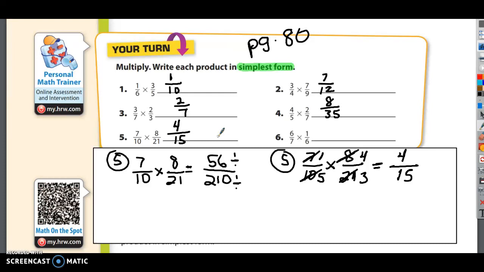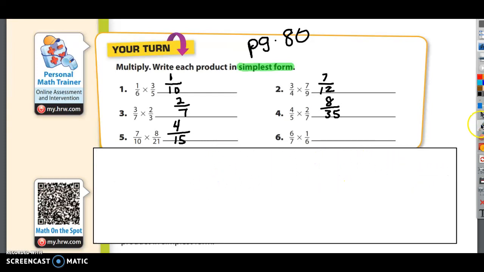Let's check out number 6 and see how easy number 6 is when you simplify at the beginning. Go ahead and erase all of number 5. Let's check out 6 here. 6/7 times 1/6. Look diagonally and ask yourself if anything simplifies. Well, of course. 6 and 6 share a factor of 6. 6 divided by itself is 1, and 6 divided by itself is 1. So now I have 1 times 1 over 7 times 1. The answer is 1/7. It's actually a really simple way of simplifying. You simplify at the beginning, and you don't have to simplify at the end.